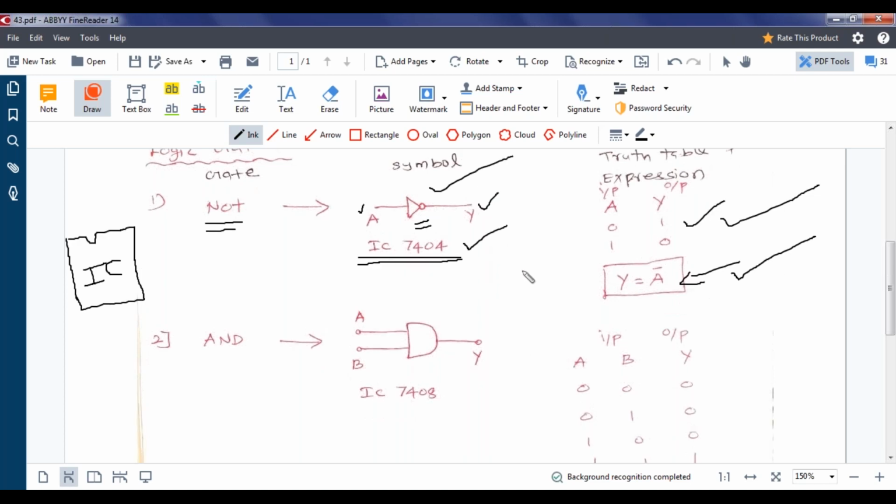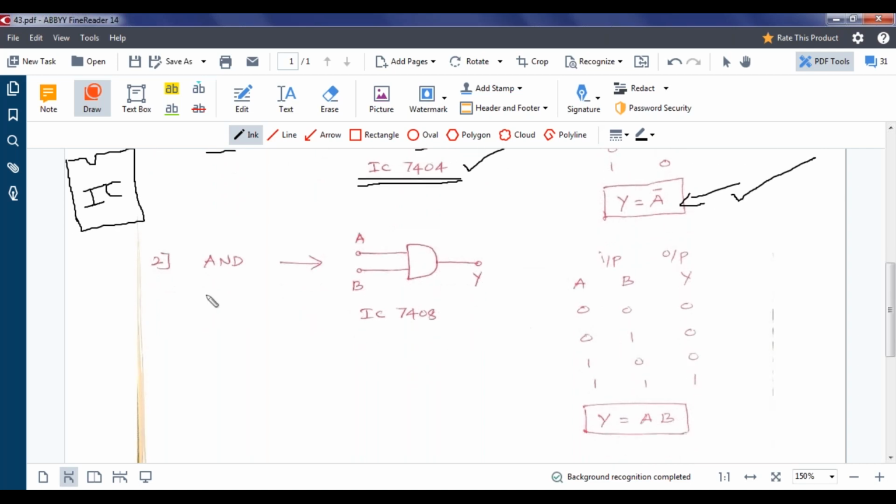Next we are moving into AND gate. So AND gate, I think you all know this is what the symbol of AND gate. So I am taking 2 input AND gate. Here A and B are the inputs of your AND gate. This is what the symbol of AND gate, and Y is your output. IC number வந்து IC 7408. 7408 is nothing but your AND gate IC.